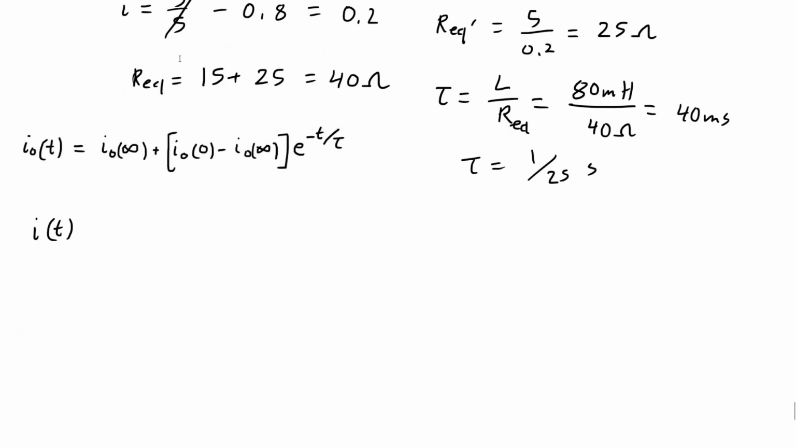So I infinity we determined as 8, and I0 was 4. So we're going to have 8 plus, let's see, I0 minus infinity, so it's going to be minus 4. Minus 4 e to the minus t over tau, so 25t amperes.